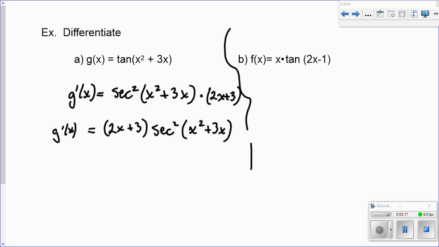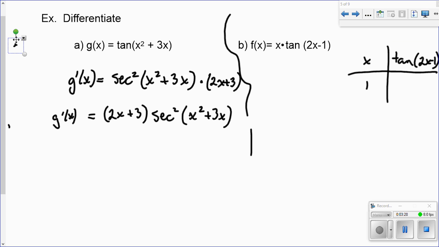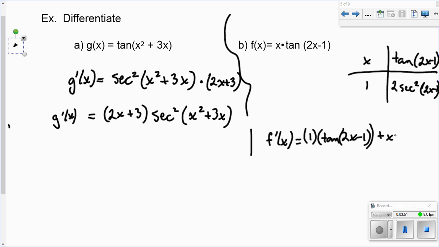Okay, this next one is a product rule. So I've got x and then tan of 2x minus 1. The derivative of x is 1, and the derivative of tan 2x minus 1 is 2 secant squared of 2x minus 1. So my derivative function, using the product rule, is 1 times tan of 2x minus 1 plus x times 2 times secant squared of 2x minus 1.